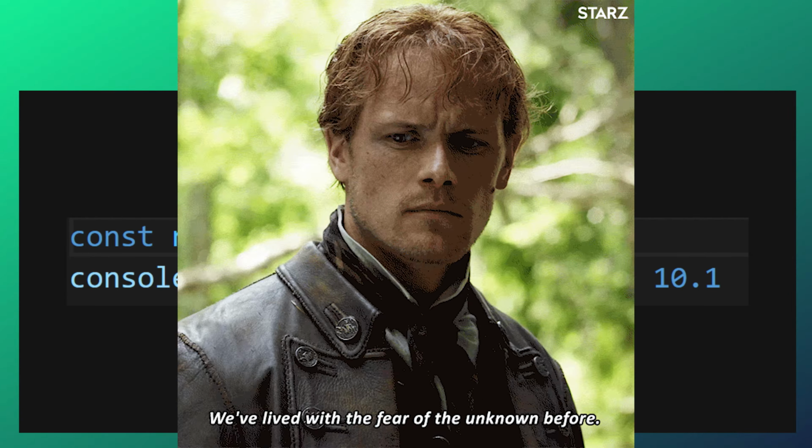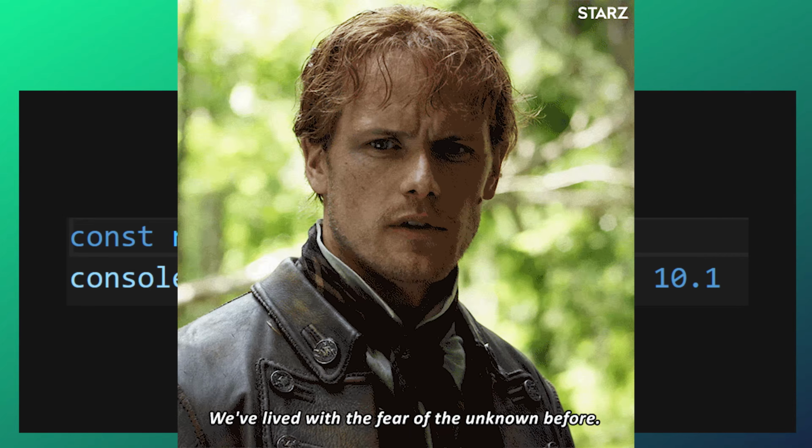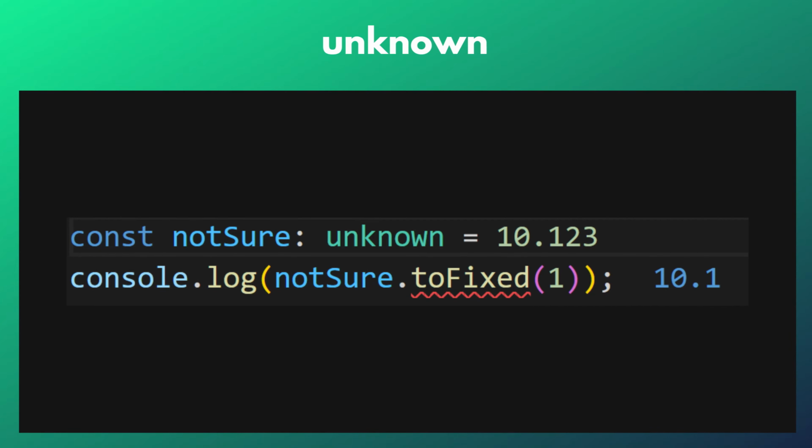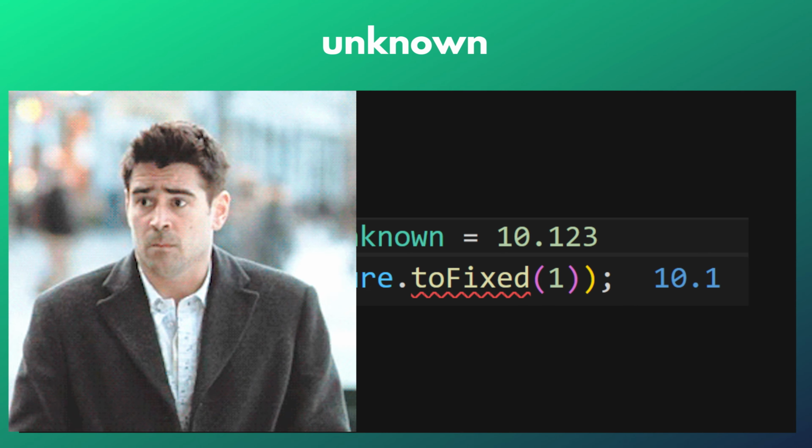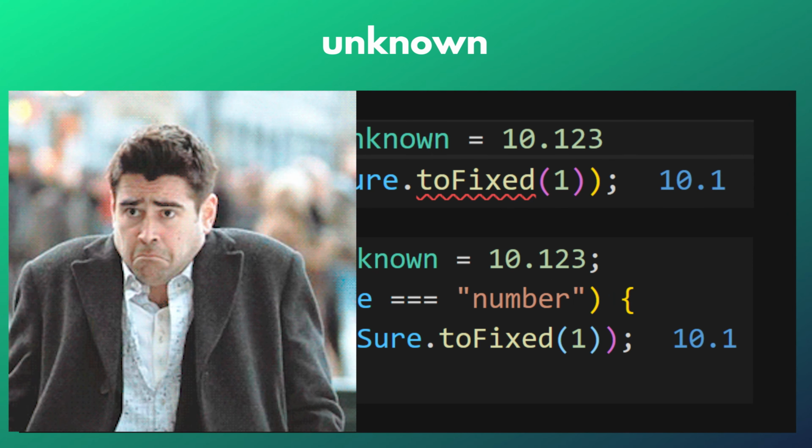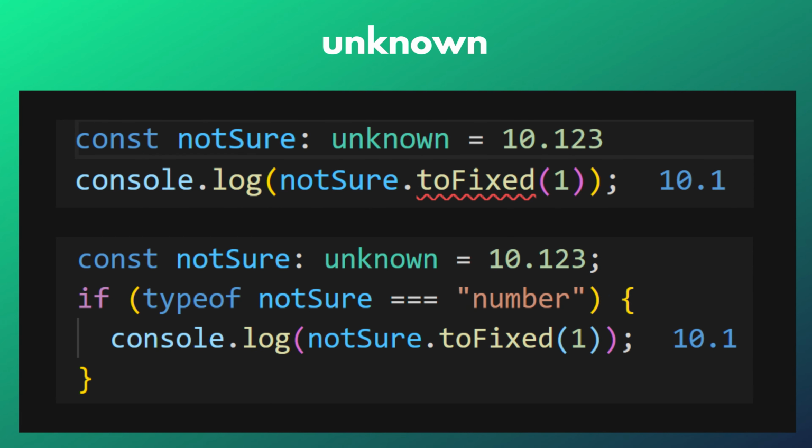We can narrow it to something more specific by doing typeof checks. In this example, even if 10.123 is transformed and displayed as 10.1, TypeScript signals an error because it does not know the type. We can help it by testing the type, and now TypeScript clearly knows that notSure stores a number and executes the instructions.